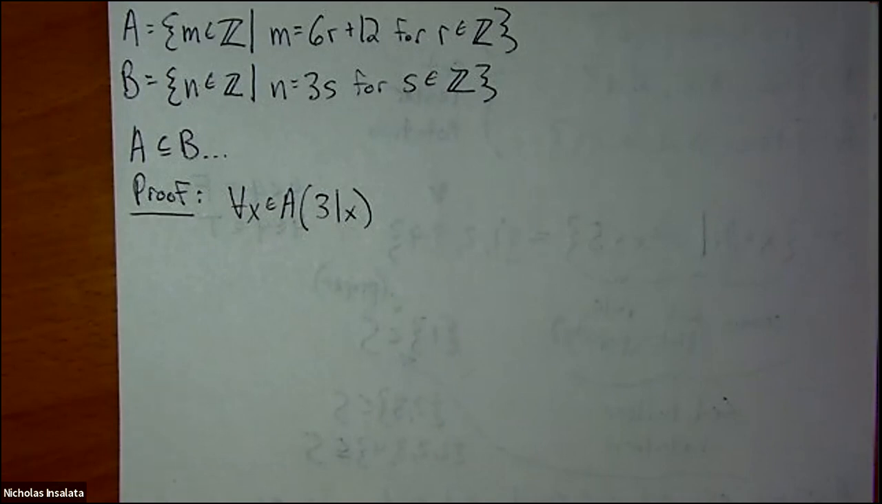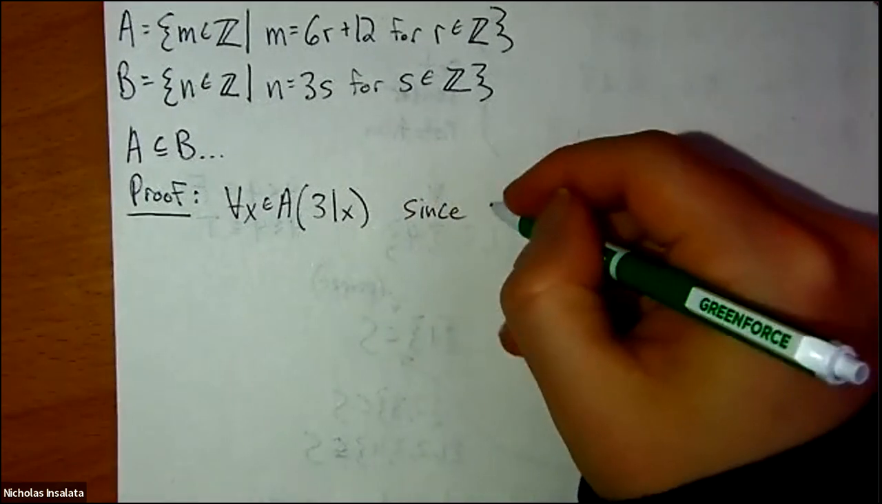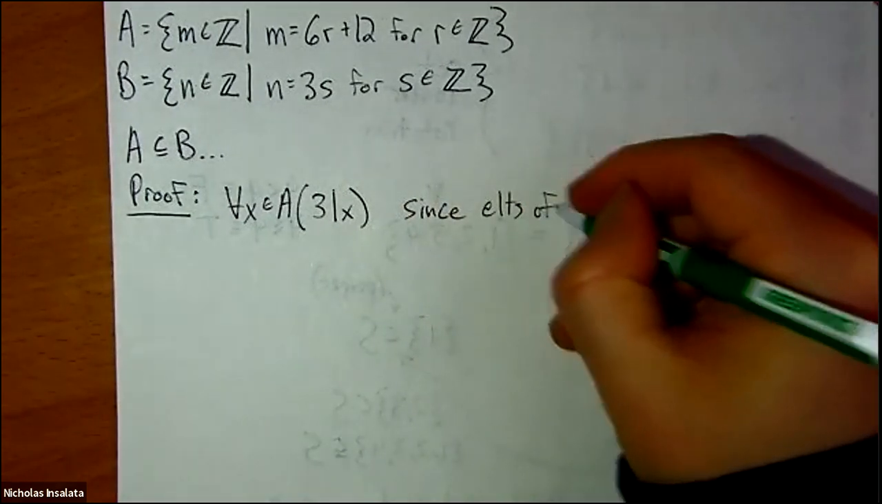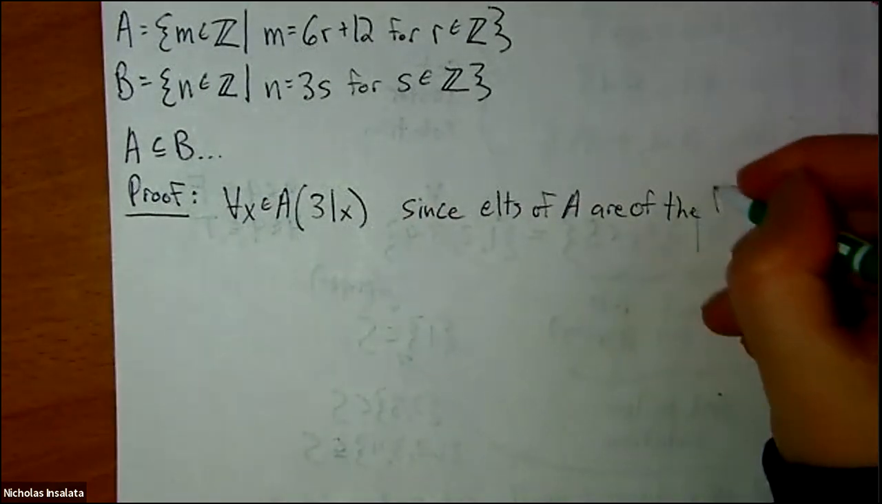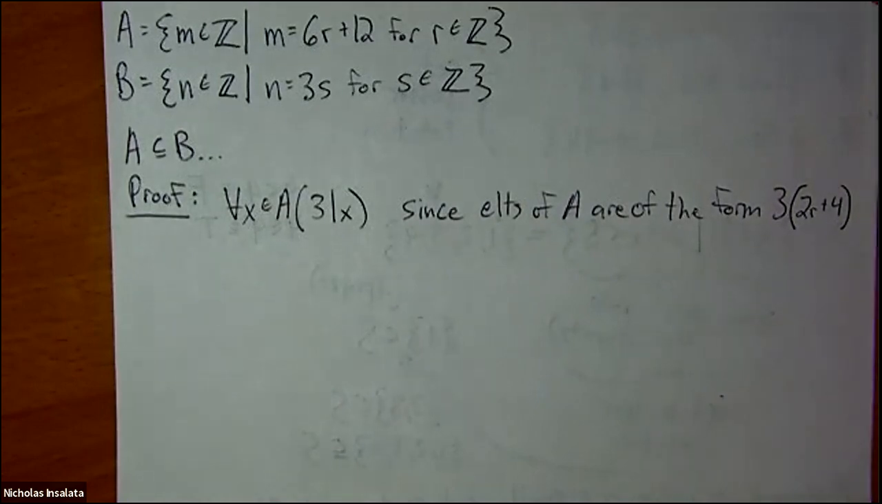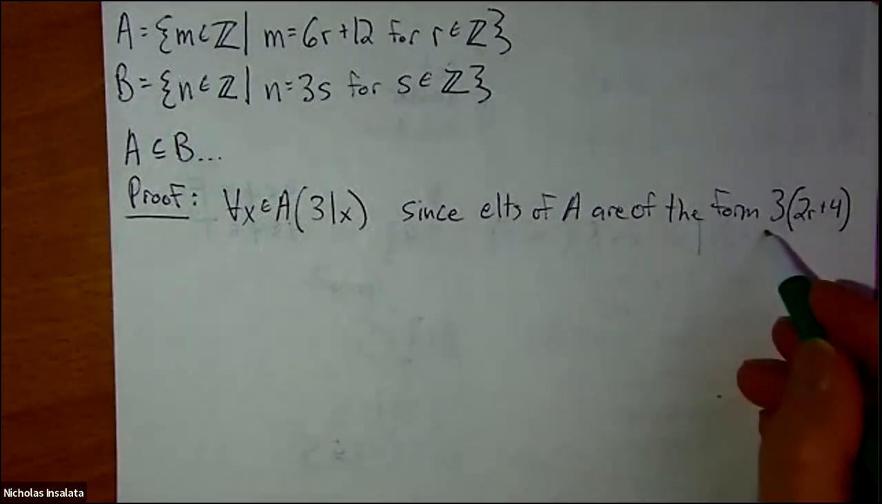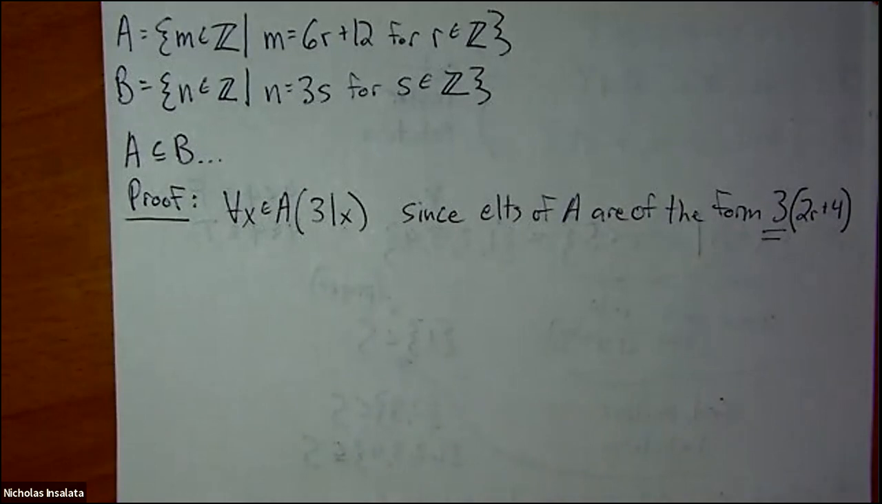Oh, okay, David said it above, I'm sorry. Because you can factor out a 3 from 6r plus 12, right? Since elements of A are of the form 3 times (2r plus 4), you can factor a 3 out of there, which means that all the elements of A are divisible by 3. Okay, good. So what do we do next?